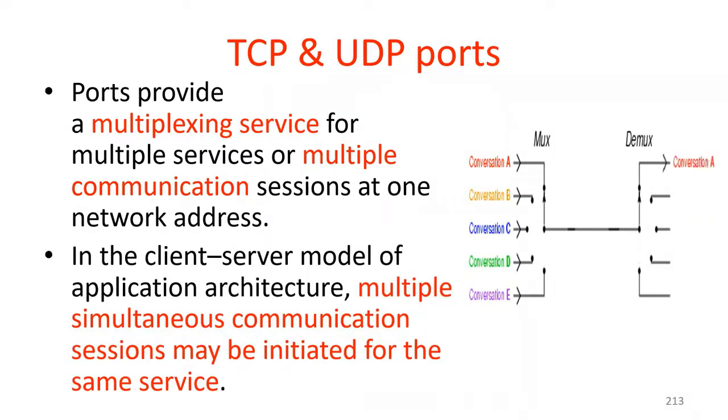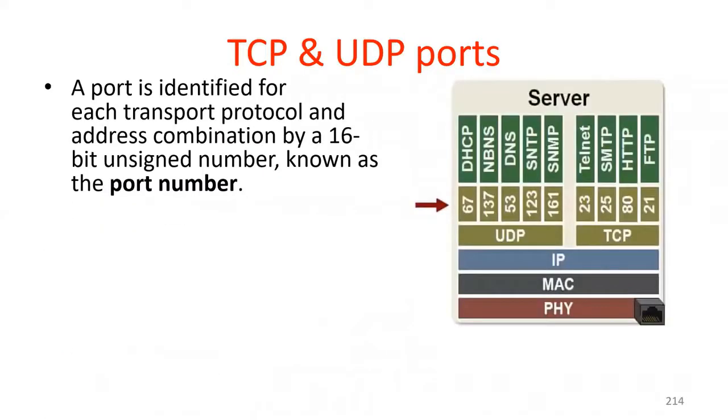In the client-server model, the application architecture, multiple simultaneous communication sessions may be initiated for the same service. And then a port is identified for each transport protocol. For every transport protocol you have to identify the port and address the communication by a 16-bit unsigned number, which is called a port number.